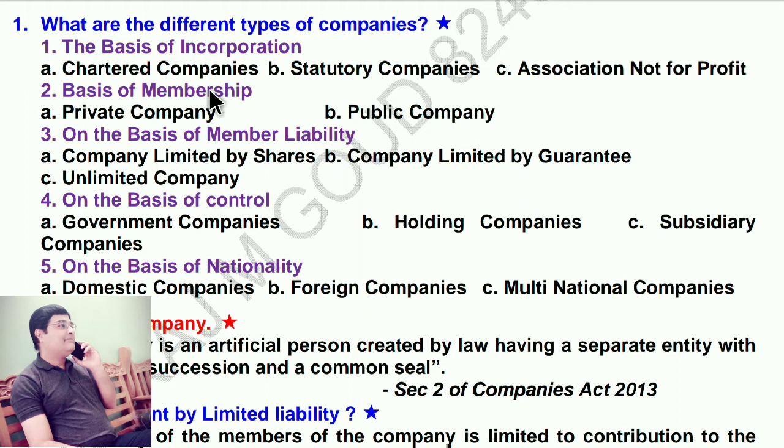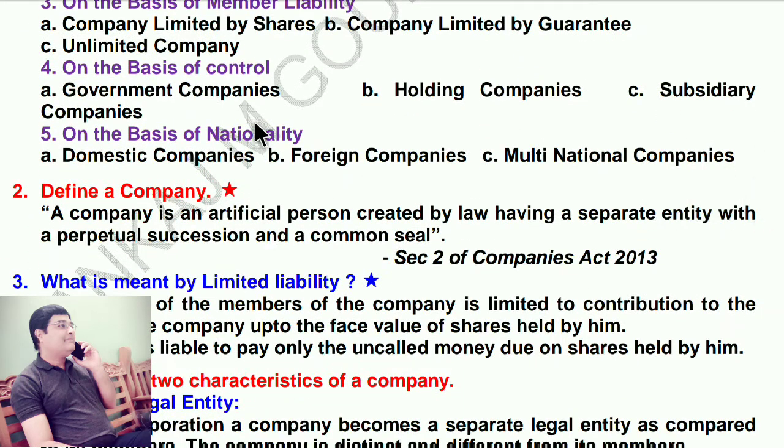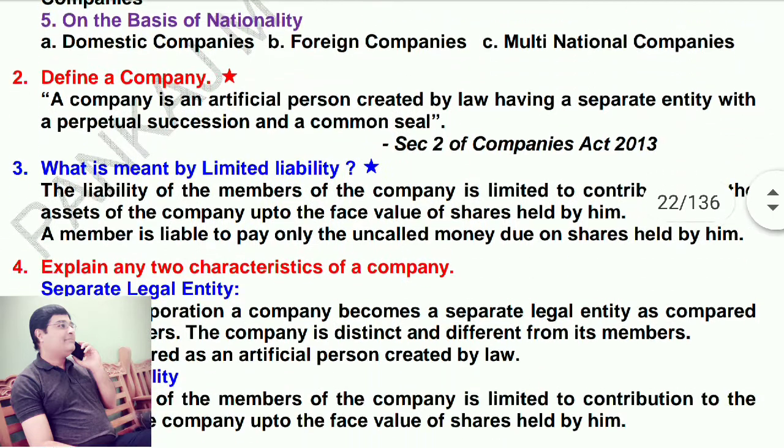On the basis of incorporation: chartered company, statutory company, association not for profit. Basis of membership: private company, public company. On the basis of member liability: company limited by shares, company limited by guarantee, unlimited company. On the basis of control: government company, holding company, subsidiary companies. On the basis of nationality: domestic companies, foreign companies, multinational companies. So these are the headings of different types of companies.